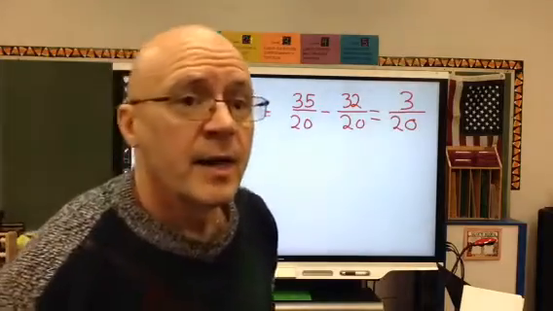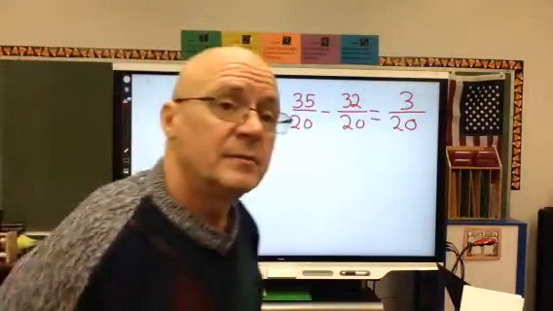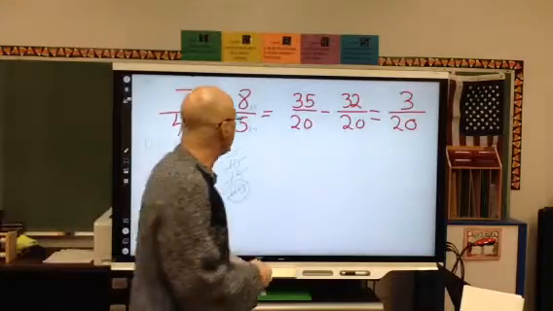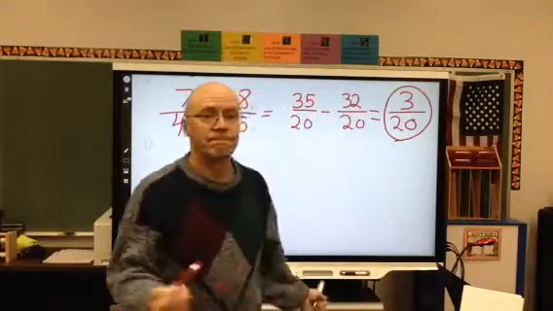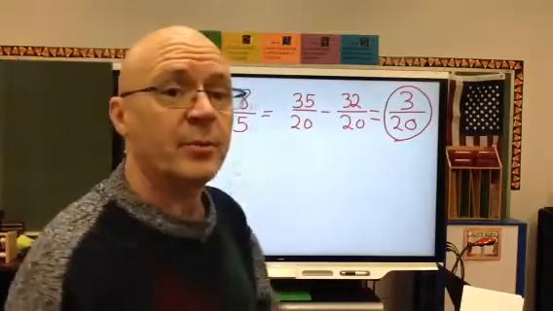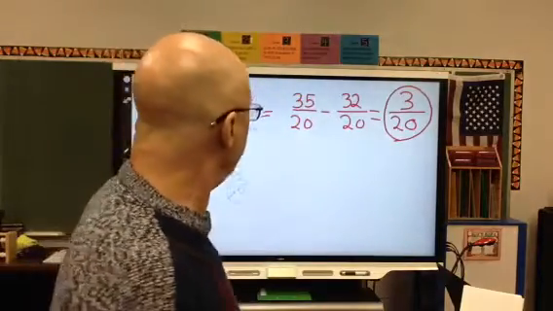3/20. All right? And that is actually reduced. So you don't need to worry about reducing this one. 3 is a prime number, and 20 is not divisible by 3. So that is the answer right there.